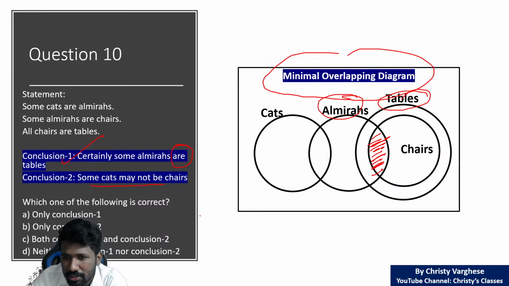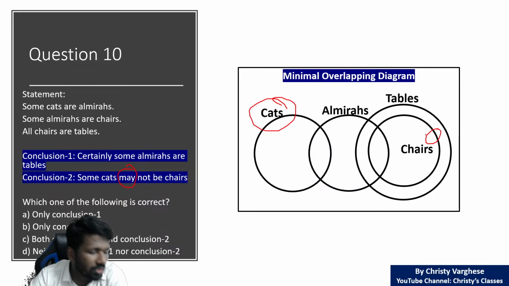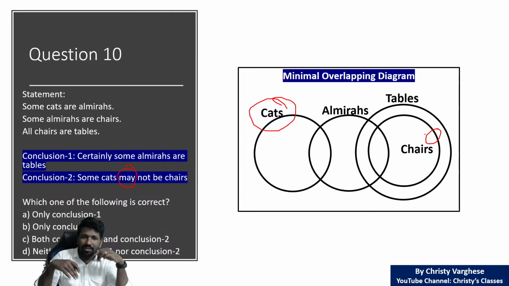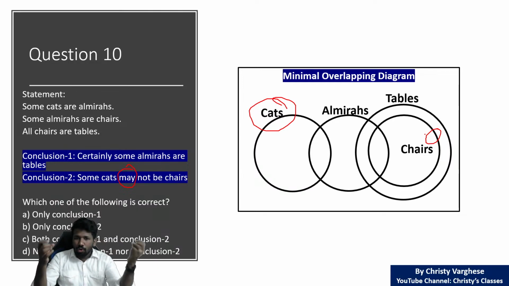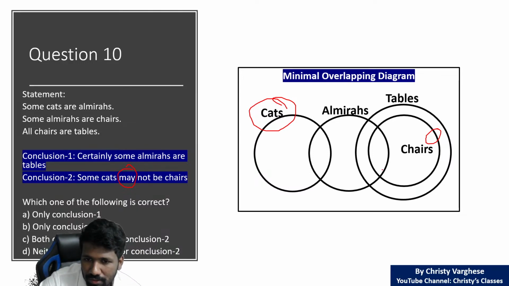Some cats may not be chairs. You have to understand this clearly. Some cats may not be chairs means there is a possibility that some cats are not chairs. If there is no intersection between the cat set and the chair set, that is okay. May not be chairs means if no cats are chairs, "some cats are not chairs" is true in that case. Because these cats are not chairs anyway. Other cats are chairs or not, we don't want to know.